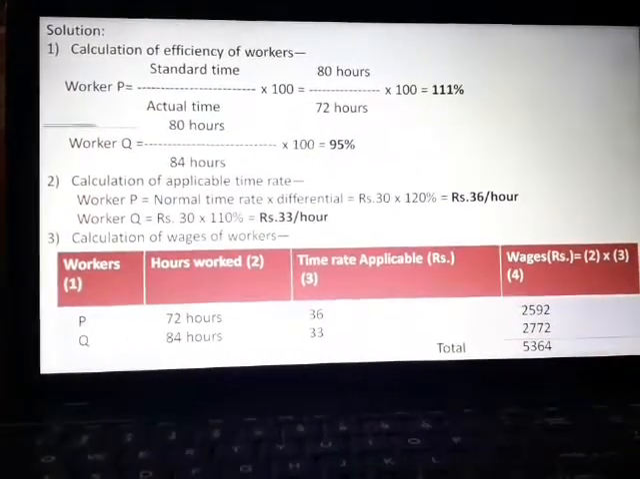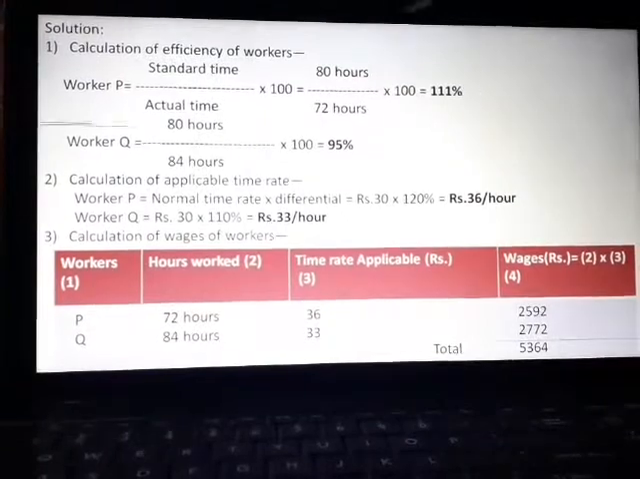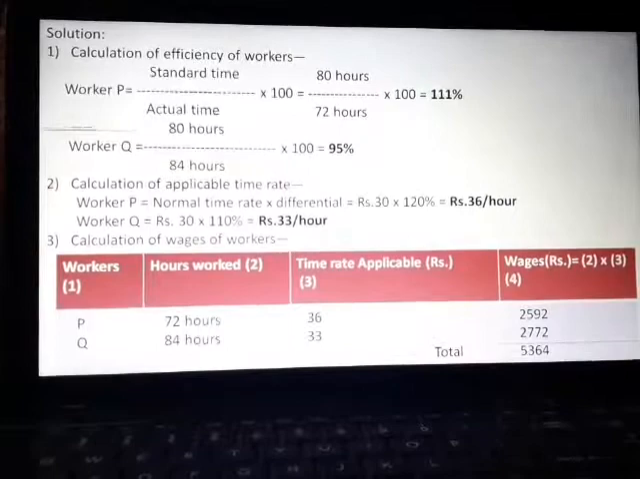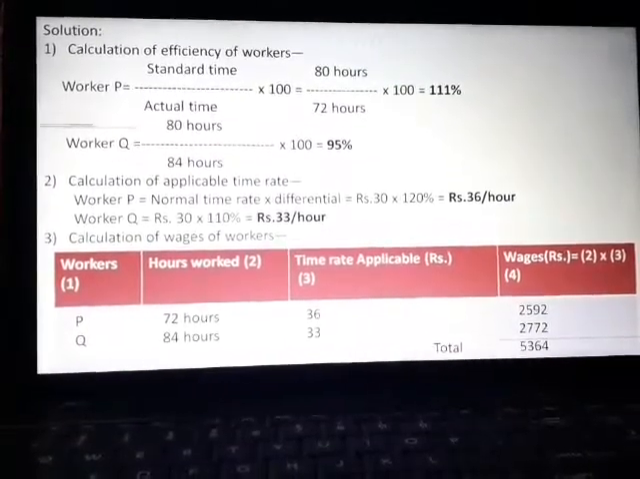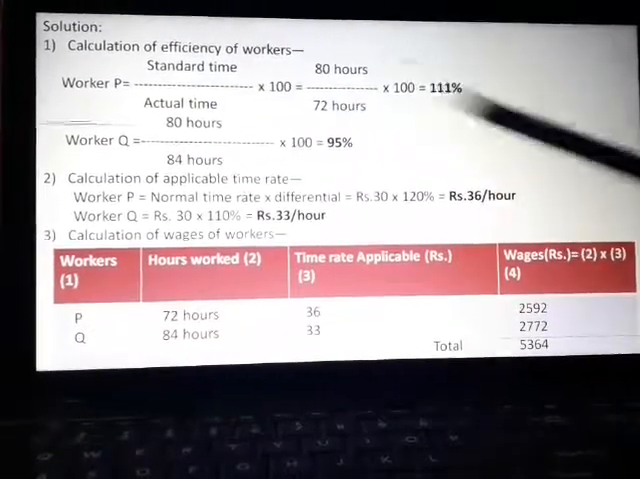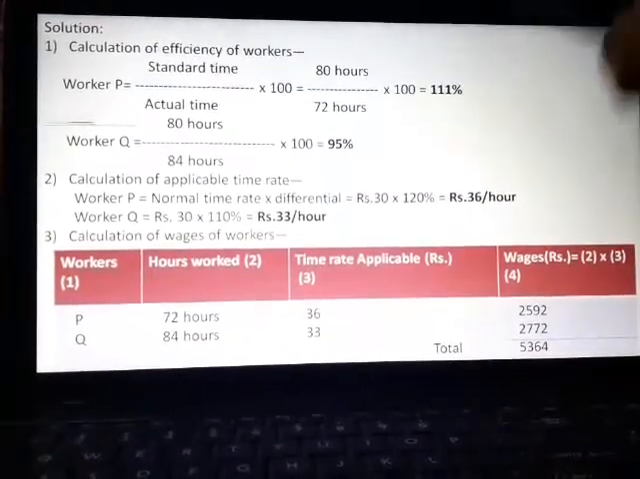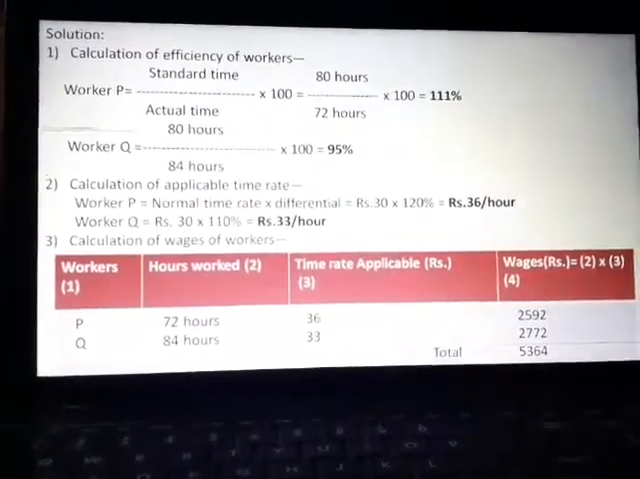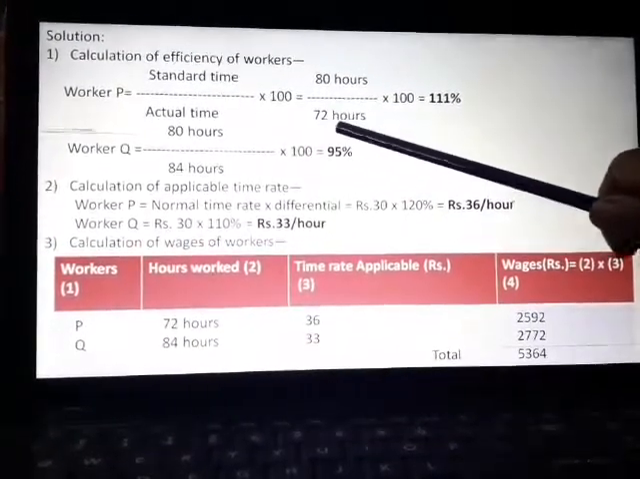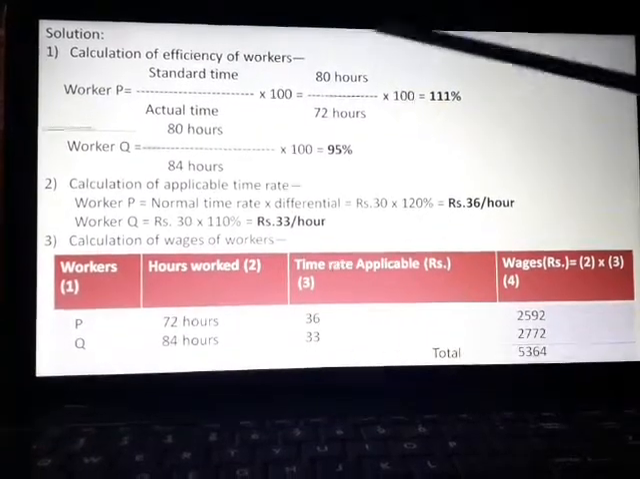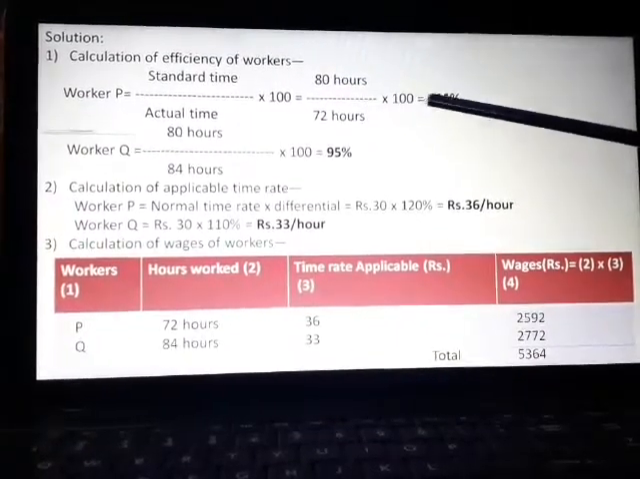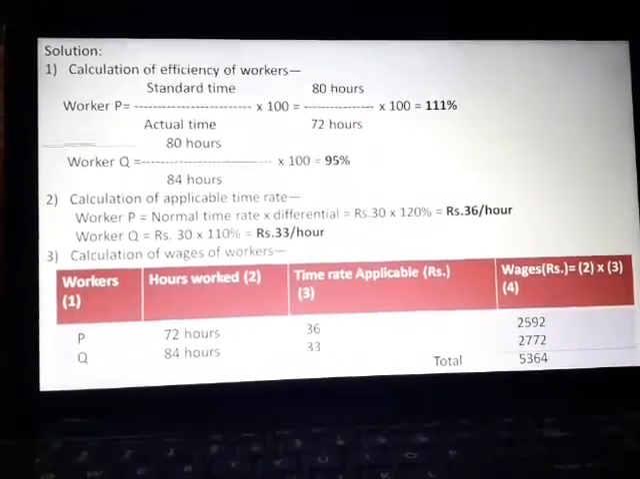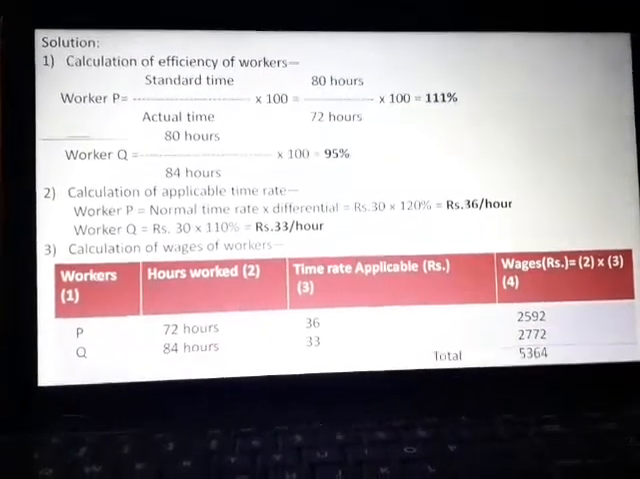Now come to the solution part. First we calculate the efficiency in step 1 for worker P. Here the efficiency will be calculated on time basis. The formula is standard time by actual time into 100. The standard time for both workers is 80 hours. P has taken 72 hours to complete the job, so standard time by actual time into 100 is 111%. Worker P has taken less time to complete the job, so his efficiency is more than 100%.